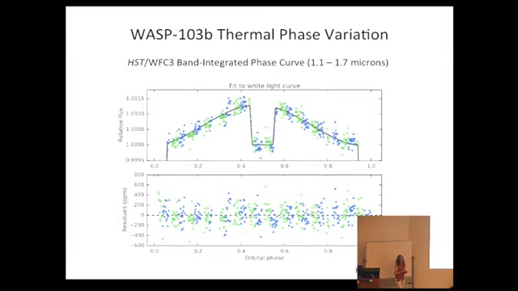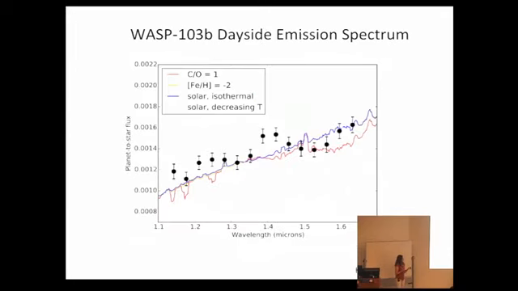And here's a preliminary result. This is the WFC3 band integrated phase curve. And you can see that it looks quite similar to what we measured for WASP-43. But if you look at the day-side spectrum, it's pretty different. So WASP-43 had a very strong water absorption feature. But WASP-103 does not. The predictions for what we would expect from a 1D TP profile, you would expect a big water absorption feature right here. And that's not at all what we see.